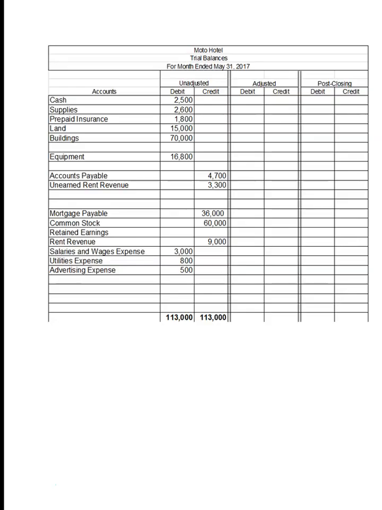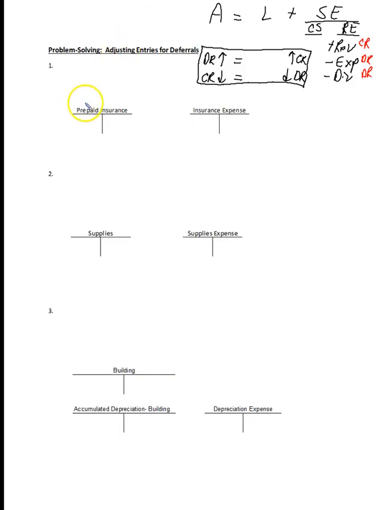We can see there's $1,800 in that account. So remember, assets go up with debits. I'm just problem solving here, and actually we're going to talk about how these are deferrals. So I'm going to show at the end of May, there's $1,800 in this account. Now, it also tells us $450 has expired. So that means we have consumed $450 of the insurance.